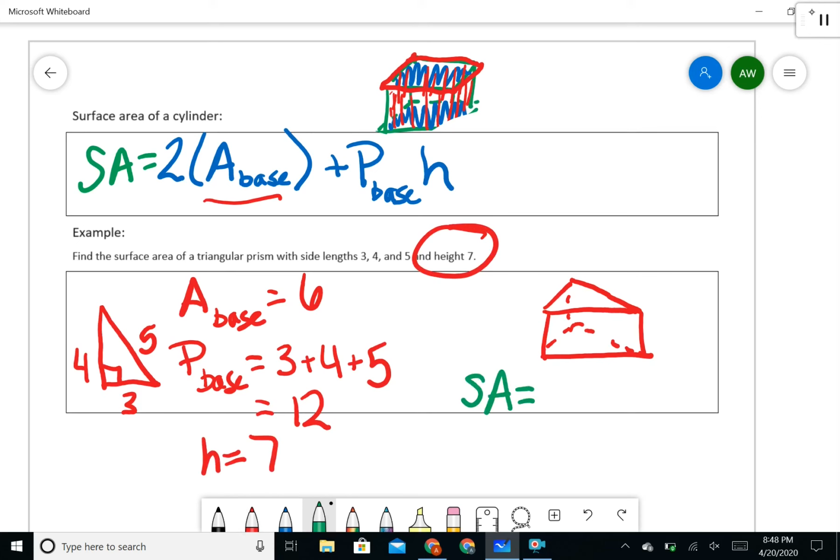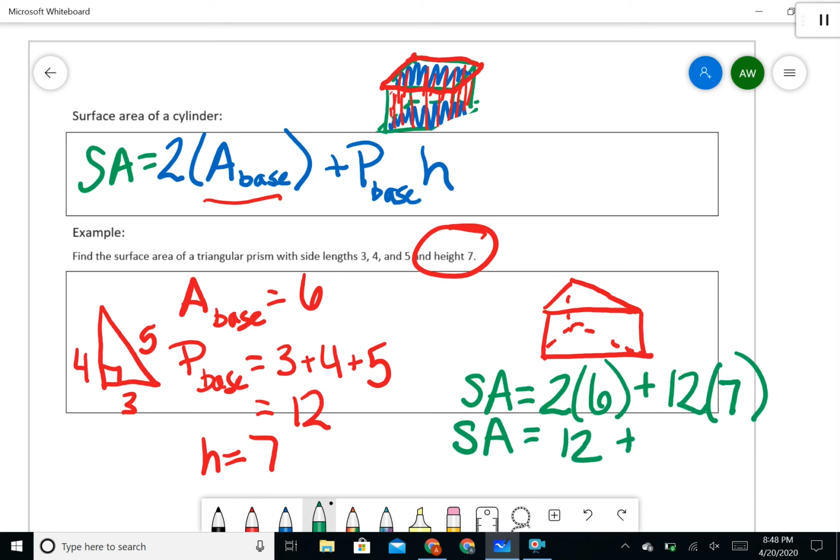And I get surface area is equal to 2 times the area of the base, which is 6, plus the perimeter of the base, which is 12, times the height, which is 7. The surface area I get is 12 plus 12 times 7, which is 84. 12 plus 84 is 96. So our surface area is 96. If this were in inches, that would be 96 square inches of wrapping paper that I need to cover this object. So that's actually it for our notes.